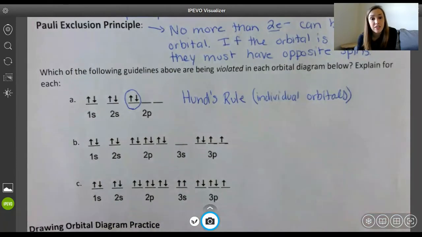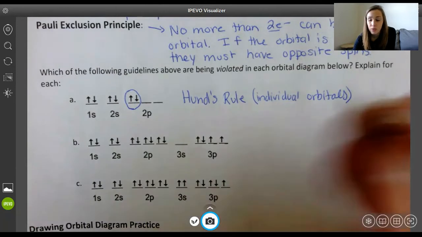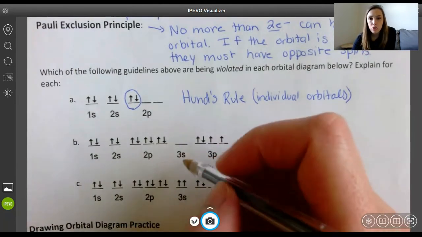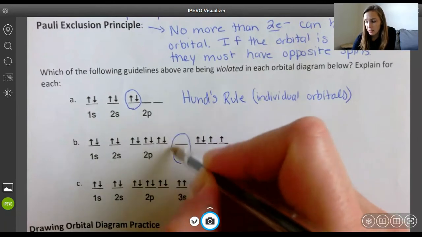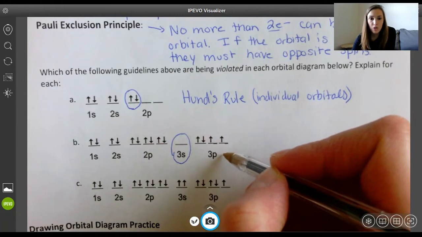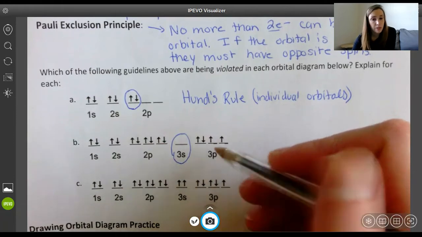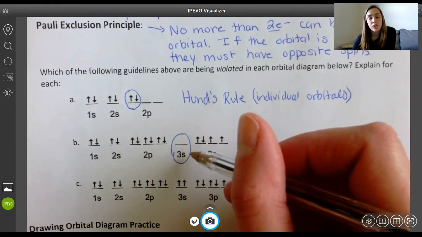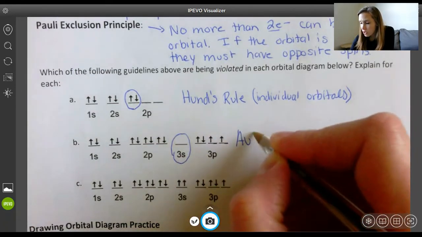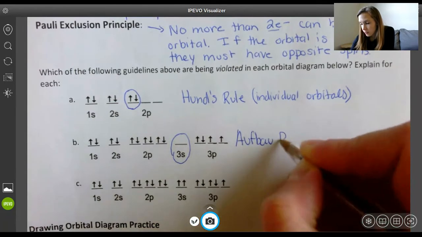Okay, if you take a look at the next one. Now this would of course have to be stated that this was in the ground state, because you could have this configuration for an excited state. But if we're talking about a regular ground state configuration, 3s is empty while 3p was getting filled up. So that is a problem because we know that due to the Aufbau principle, 3s should be filling first because it's a lower energy than 3p. So this one would be a violation of the Aufbau principle.